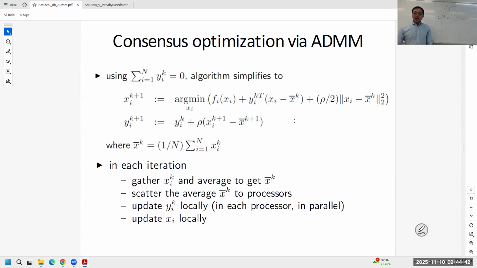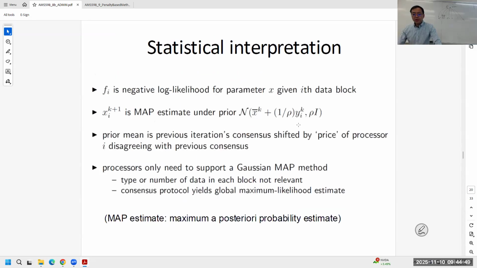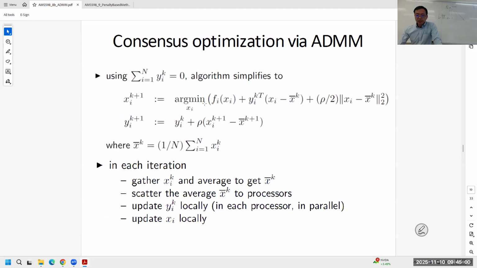Okay, there are actually pretty good statistical properties with this. Now if we look at this, this is the Fi. What is Fi? Fi is the negative log likelihood, right? Because we want to maximize the log likelihood, but if you want to convert it to a minimization, then the Fi is a negative log likelihood.